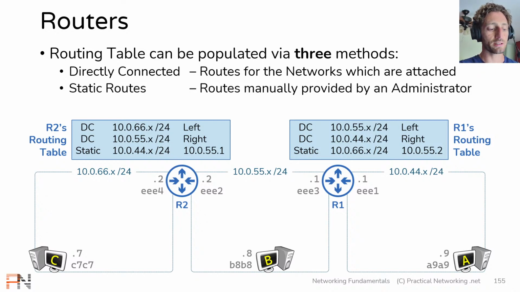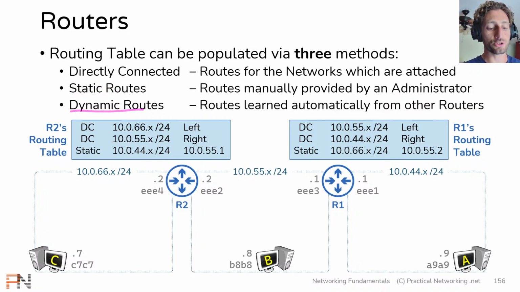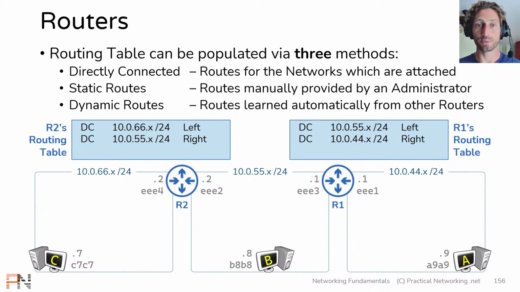The last way that a router can learn entries in the routing table is what's known as a dynamic route. A dynamic route and a static route are actually very similar. The only difference is who tells the router about the route. With static routing, the admin told the router about the route, and with dynamic routing, the routers told themselves about the routes. The way it works with dynamic routing is the routers themselves are going to talk to each other and tell each other about the networks that they know about. So let me get rid of those static routes and let me show you.